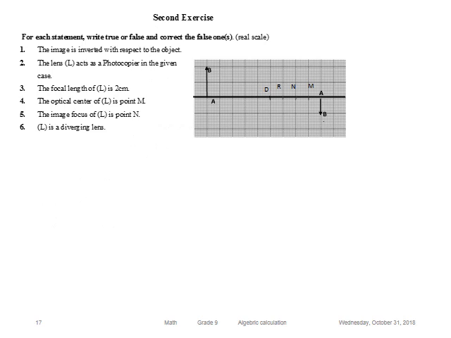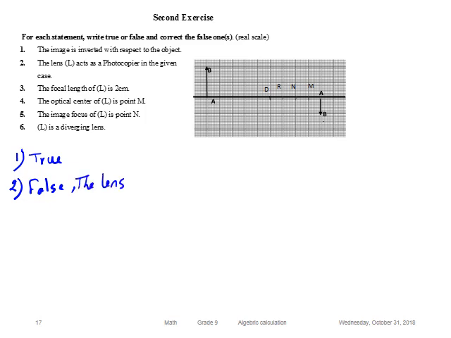Second exercise. For each statement, write true or false and correct the false one. Number 1. The image is inverted with respect to the object. True. Number 2. The lens L acts as a photocopier in a given case. False. Not photocopier, it is a camera.